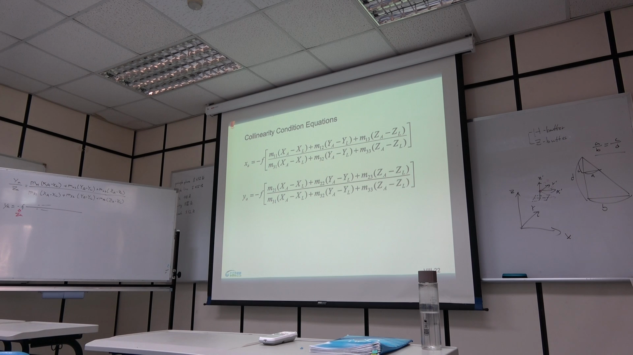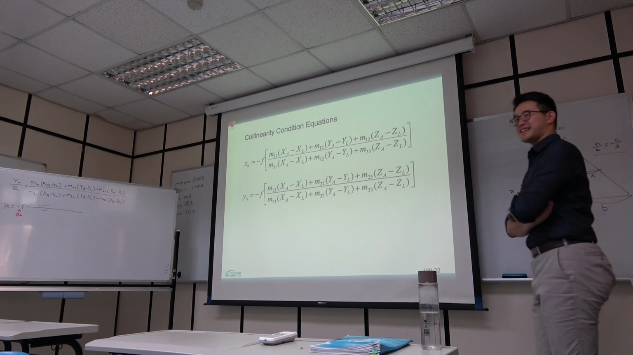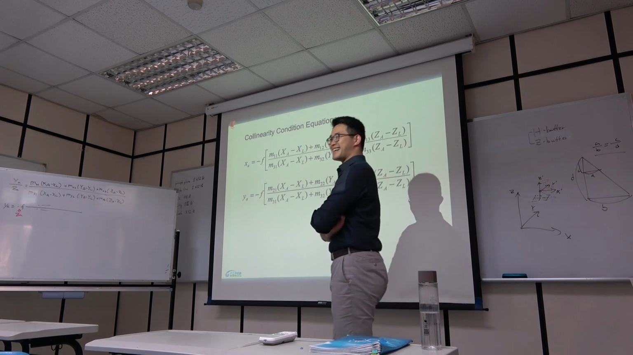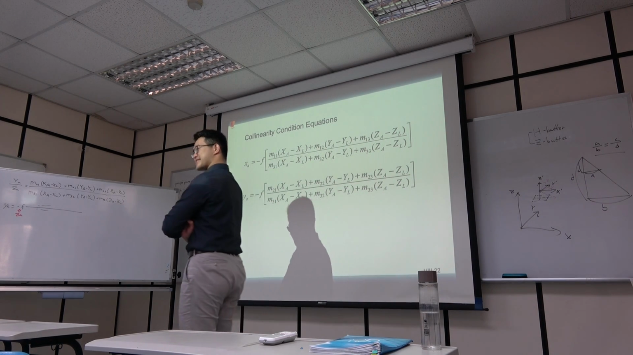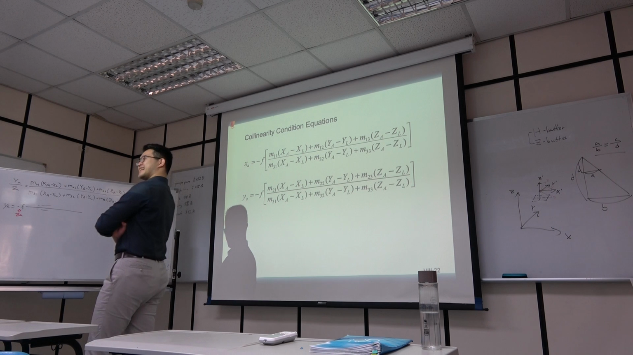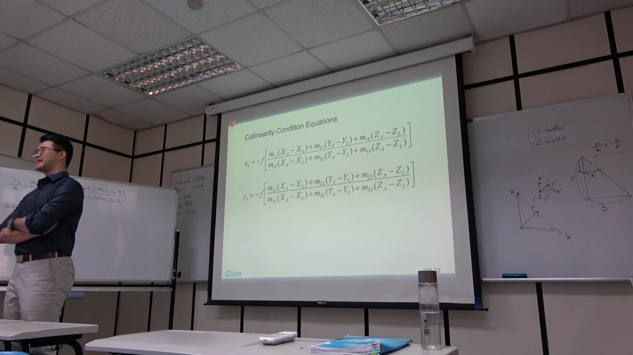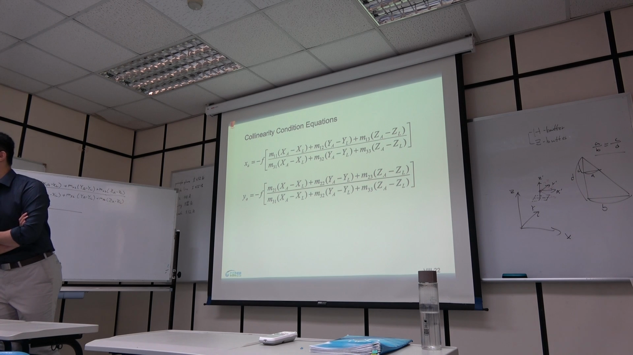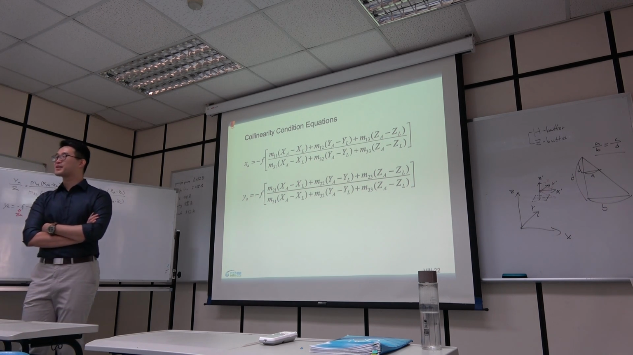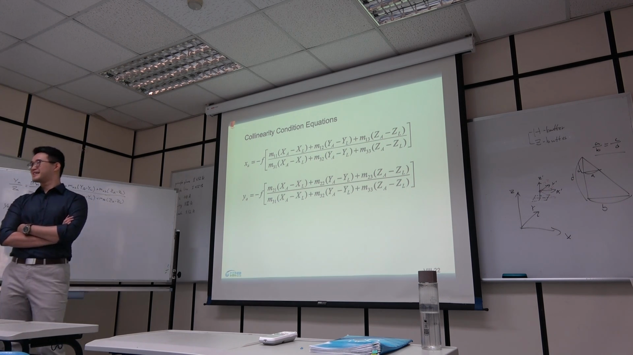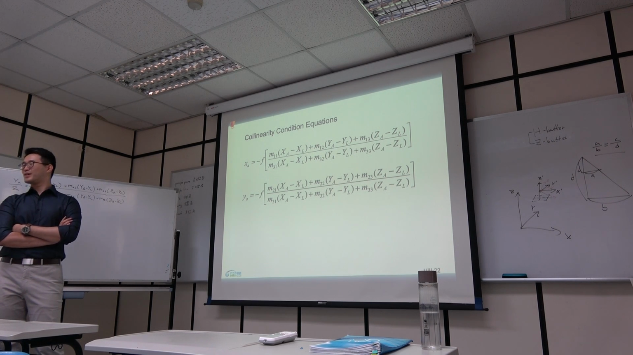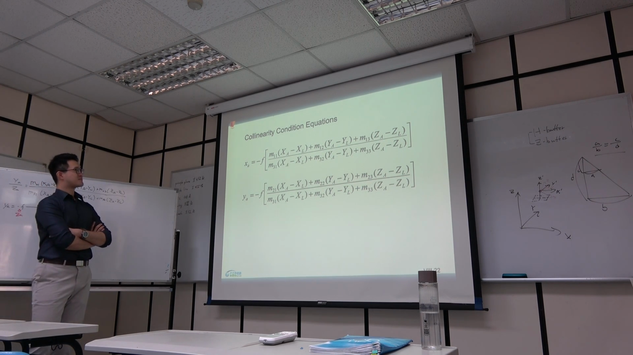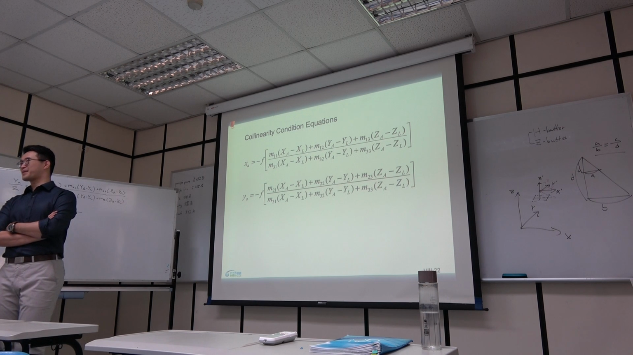Okay, so you guys are discussing quite intensively. All right, so any thoughts? Omega phi kappa has sine and cosine, so it should be times 2. Oh, okay. But eventually there's still omega phi kappa, right? Yeah.